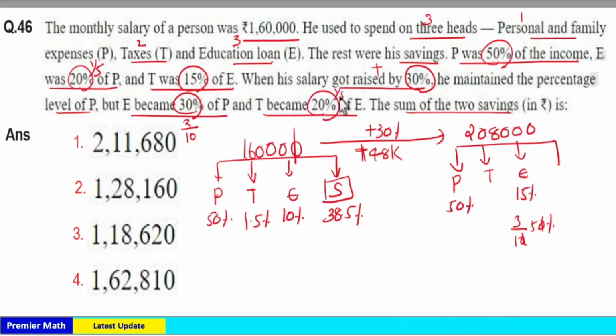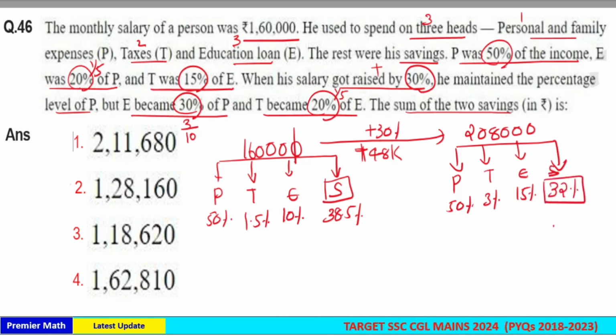And T became 20% of E. 20% means 1 by 5. So 1 by 5 of E means 1 by 5 of 15 is equal to 3. So T is equal to 3%. Now remaining is equal to savings, which is 50 plus 18 is 68. So 100 minus 68 is 32% is the savings here. So savings here is equal to 32%.